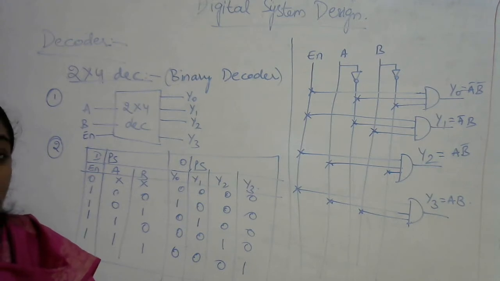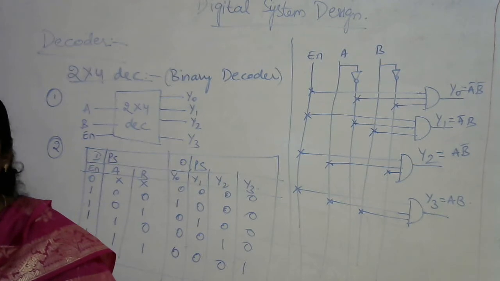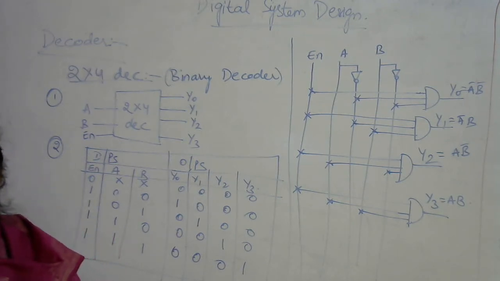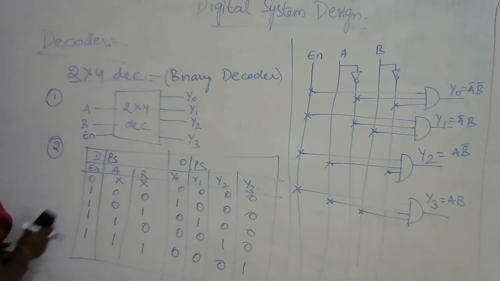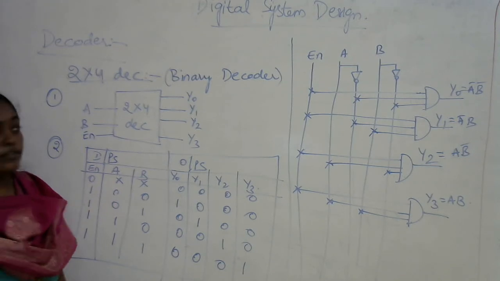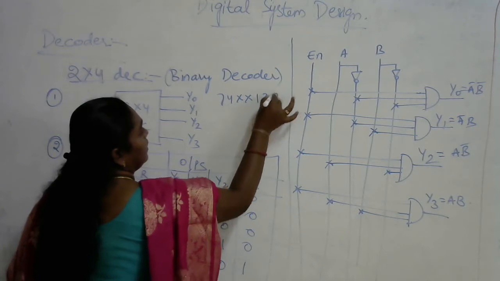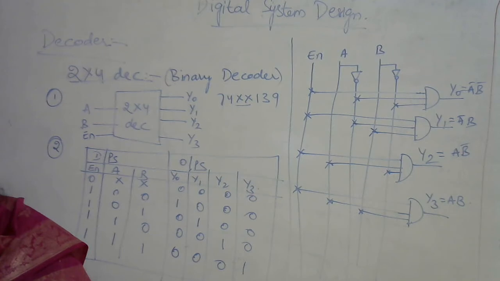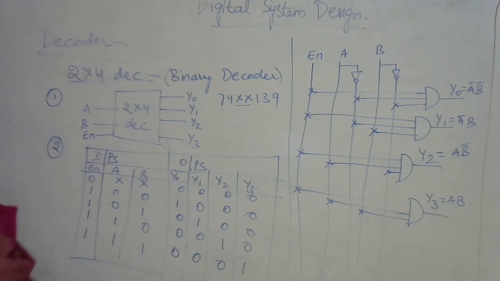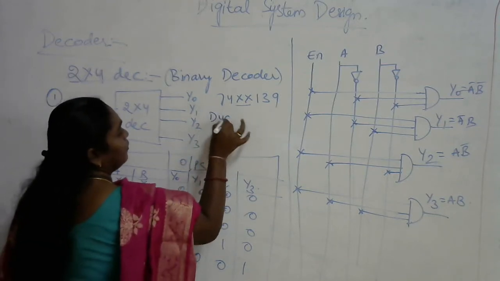Now let me see what the IC number for the 2 by 4 decoder is and how the circuit functionality is going to vary. So here, the IC number for the 2 by 4 decoder is 74XX139. Here XX represents the name of the company which manufactured it. And this 74XX139 IC is a dual 2 by 4 decoder.